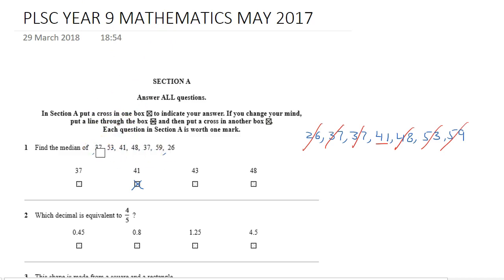So we can write it here. Start from the smallest number. This is number 1, then this is 2, this is 3, then this is 4, 5, this is 6, this is 7. So these are the 7 numbers. 7 numbers means 3 this side and 3 this side. So the fourth number. What is the fourth number? That is 41. So 41 is the answer.